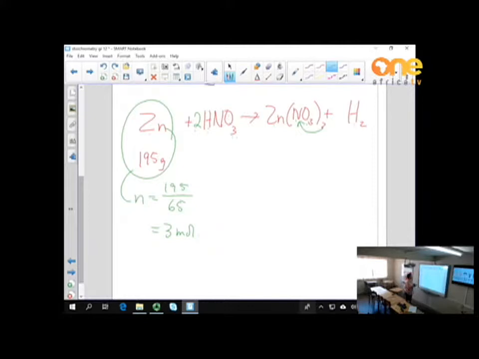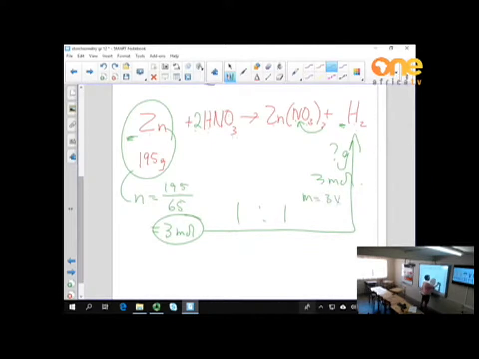The next part that they ask: calculate the mass of hydrogen gas produced. So now we want to know the mass. What do we need? We need the balancing ratio. Over here, the ratio is 1:1. So if I have 3 moles over there, I will have 3 moles over there. We don't want the number of moles, we want the mass. Mass is equal to number of moles times the formula mass, which is 2, so 3 times 2 equals 6 grams of hydrogen.